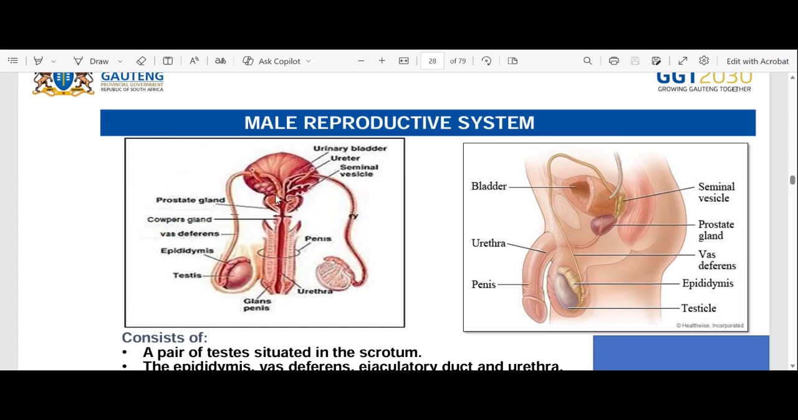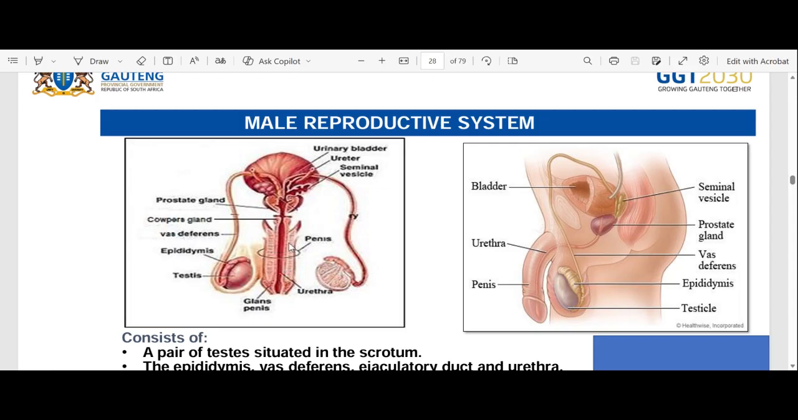Our urethra. So what's the function of the urethra? The function of the urethra is that it's the passage for urine and semen, or you can say it's the passage for urine and sperm. So this is where urine and sperm are transported. I hope that makes a lot of sense.